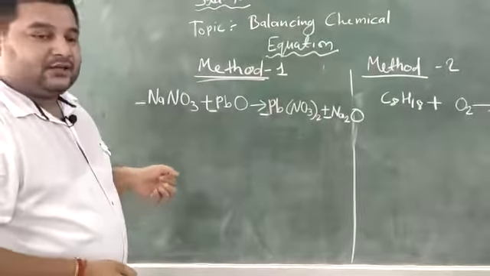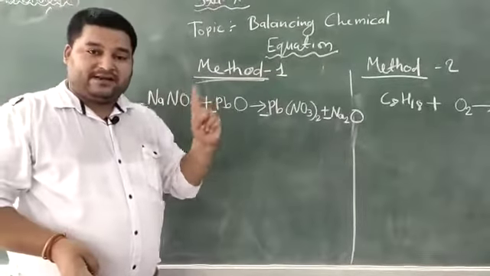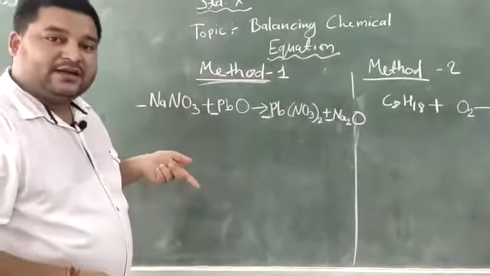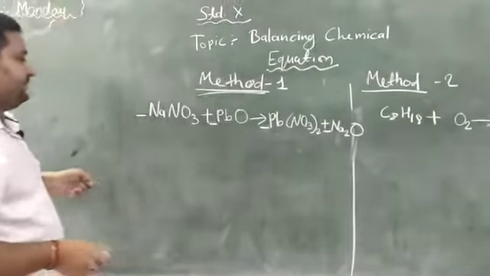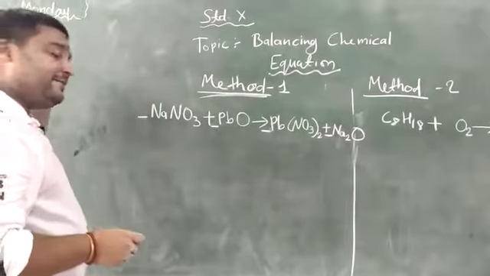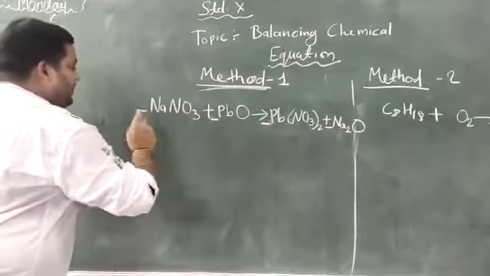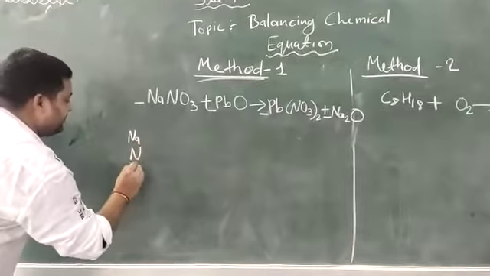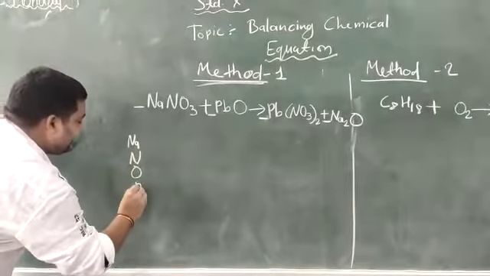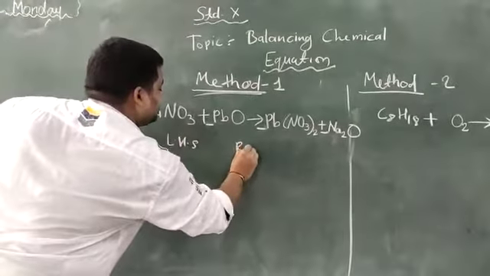And the second thing, when you are balancing a chemical equation, first balance the metal, after that the non-metal, then oxygen, and after that hydrogen. So first of all, in the same manner as explained in the textbook, write down the name of all elements: sodium, nitrogen, oxygen and lead, Pb. Write here the left hand side and here the right hand side.